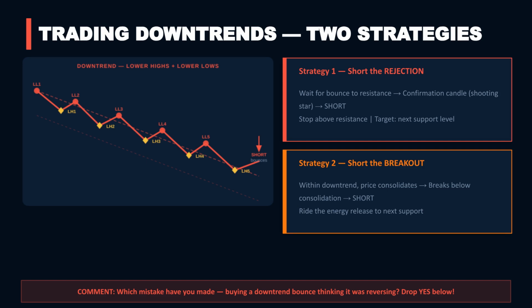Strategy 2. Breakouts from consolidation. Within a downtrend, price consolidates. Then, boom. Price breaks out below consolidation. Big red candle. Short entry. Both strategies work because they're with sellers.